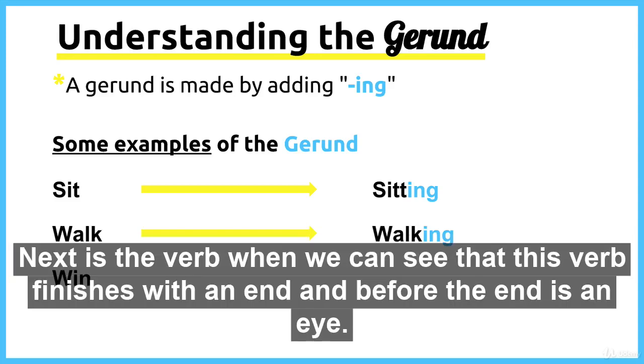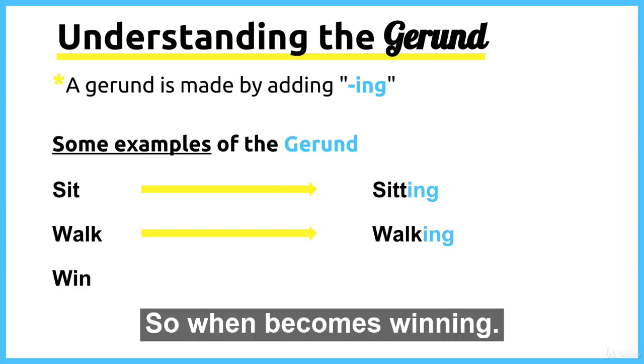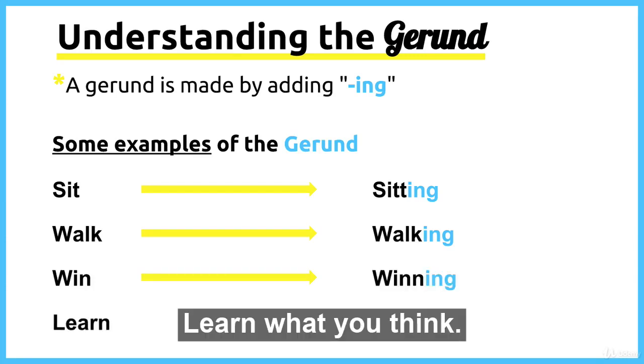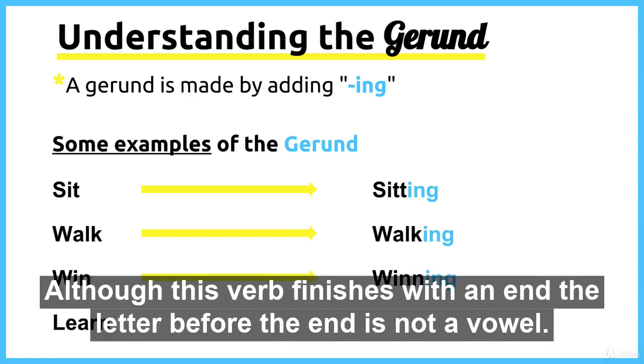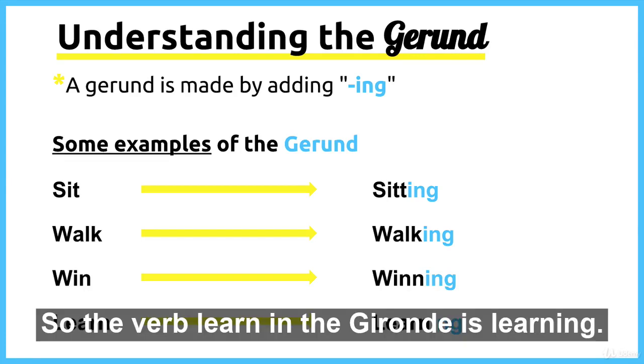Next is the verb win. We can see that this verb finishes with an N, and before the N is an I. So we know that we need to double the last letter. So win becomes winning. Learn. What do you think? Although this verb finishes with an N, the letter before the N is not a vowel, so we do not double the N. So the verb learn in the gerund is learning.